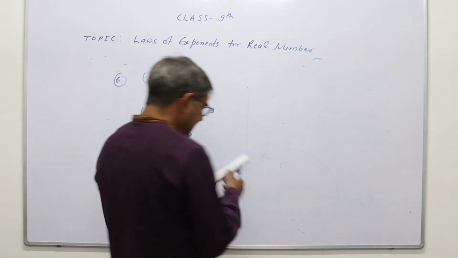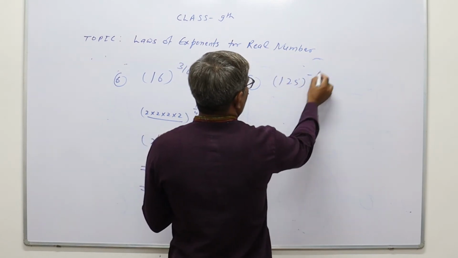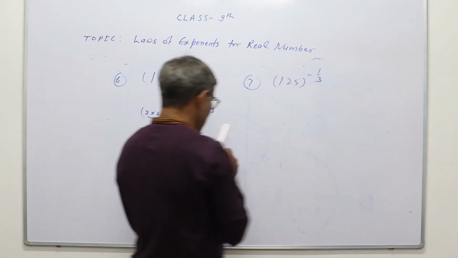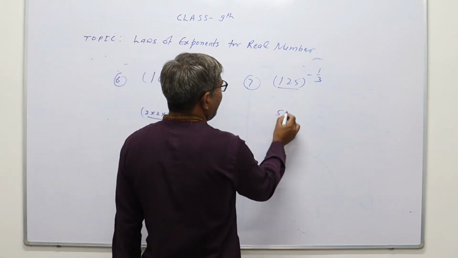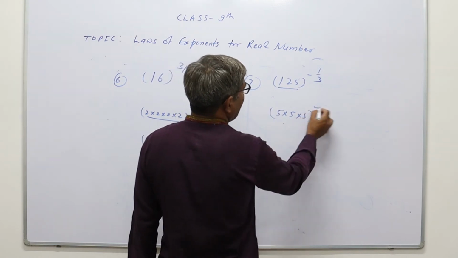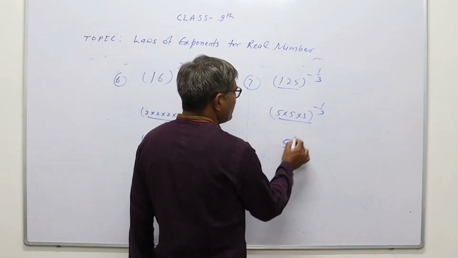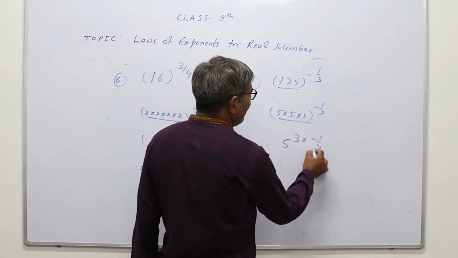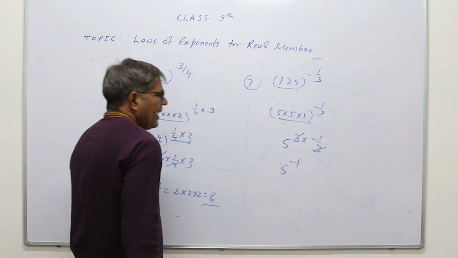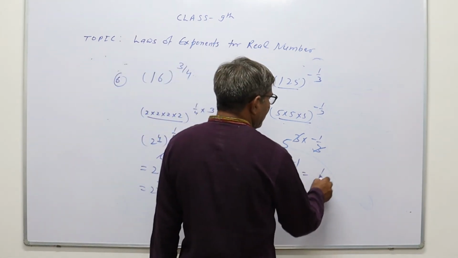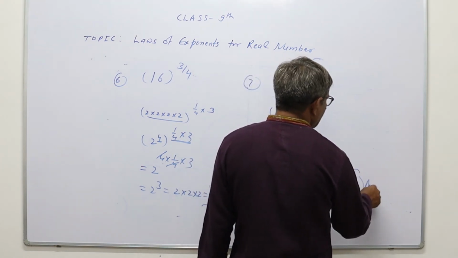Some more examples. Let us suppose the seventh one is 125 whole raised to the power minus 1 upon 3. So this can be written as 125, 5 into 5 into 5, whole power 1 upon 3. Now this can be written as 5 raised to the power 3 into minus 1 upon 3. So 3 and 3 cancel. Now 5 power minus 1 can be written in positive exponent as 1 upon 5 raised to the power 1, that is 1 upon 5. This is your answer.